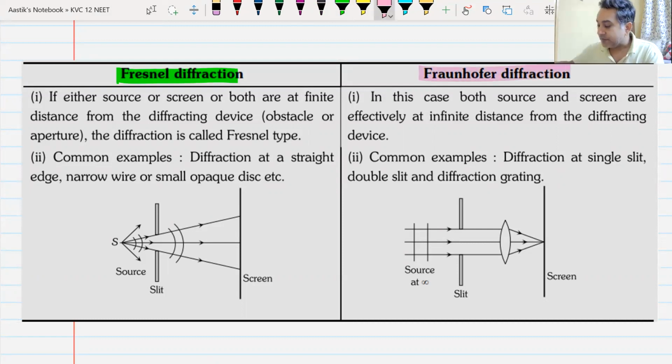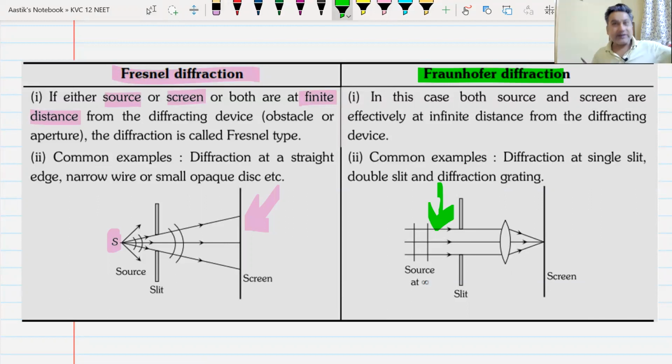The difference between the two: in Fresnel diffraction, the source is here, and the screen is here. They are at a finite distance from each other. They are 5 meters, 6 meters, 8 meters, 9 meters, 1 meter, 2 meters. They are a finite distance from each other. But in case of the Fraunhofer diffraction, as you can see, rays of light are coming parallel. That means they are coming from infinity. That means there's infinite distance between the source and the screen. So you can draw these two diagrams to understand.